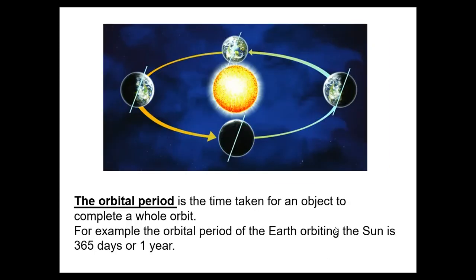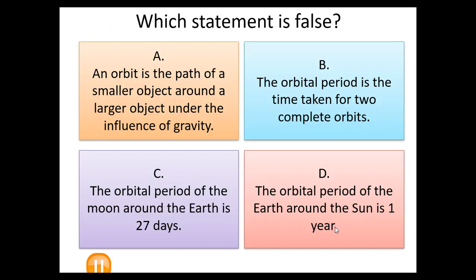And another important keyword for this lesson, the orbital period. This is the time taken for an object to complete a whole orbit of the larger object. So an example of this would be the orbital period of the Earth around the Sun. Of course, we all know that's 365 days or one complete year. Okay, so we're going to firstly just think about those two important key ideas for the lesson.